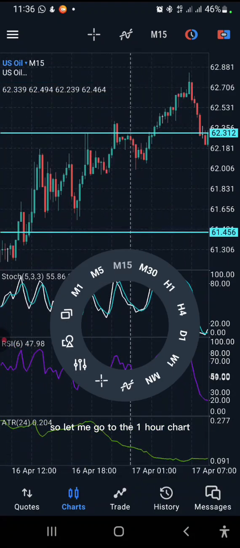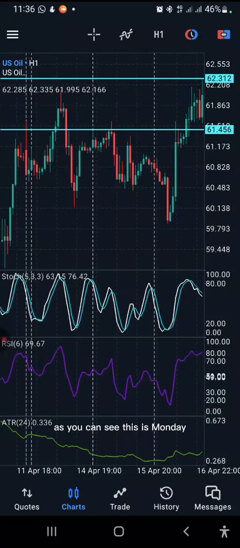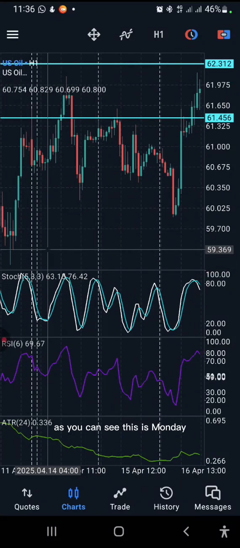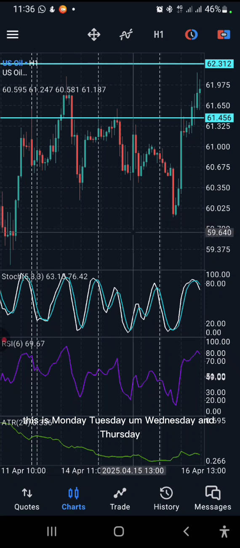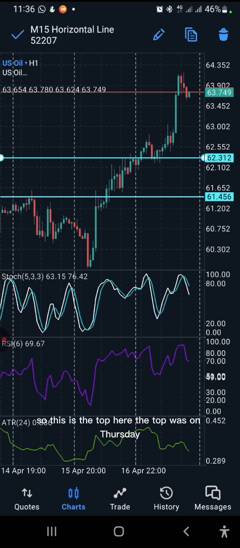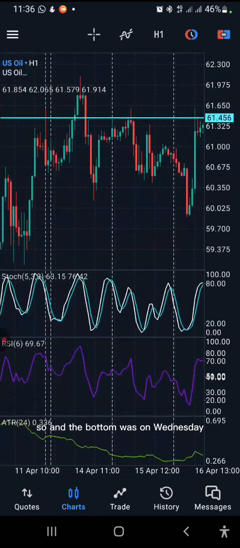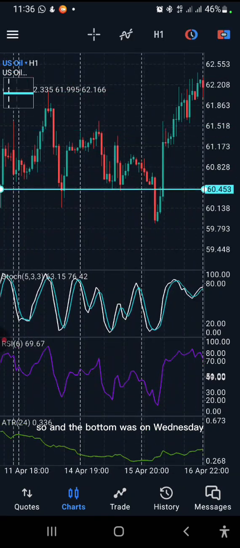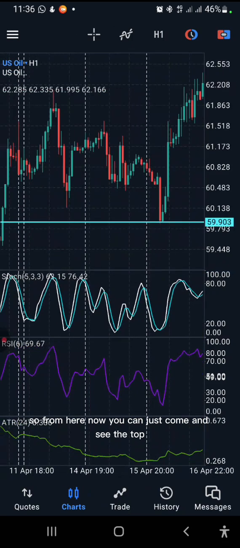Let me go to the 1 hour chart. As you can see, this is Monday. This double bar here represents the new week. This is Monday, Tuesday, Wednesday and Thursday. So this is the top here. The top was on Thursday and the bottom was on Wednesday.